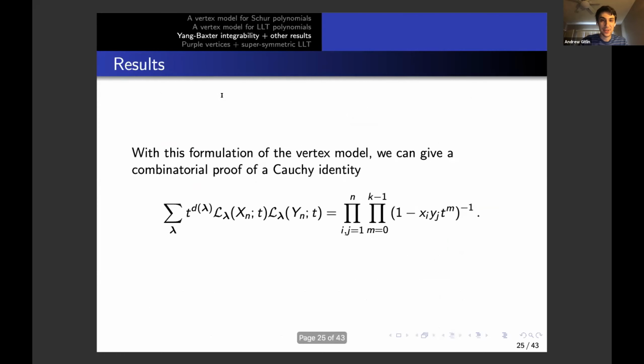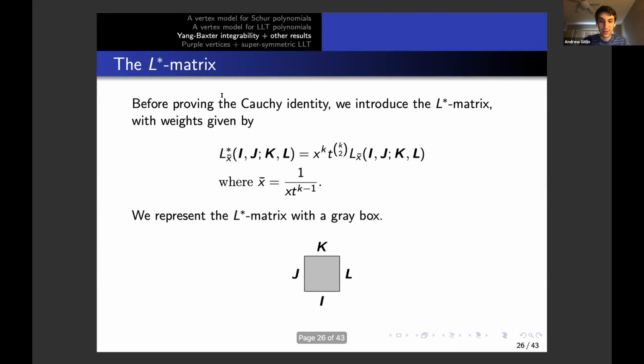Okay. So it turns out that you can use a similar argument to prove a Cauchy identity for the LLT polynomials. But before I get into the nitty-gritty of that, I want to introduce a new vertex, which I will call the L star matrix and draw with gray boxes. And it's related to the white vertices, the L matrix, that I introduced in a previous slide. So all I do is I do a little change of variables and then multiply by a power of x and a power of t.